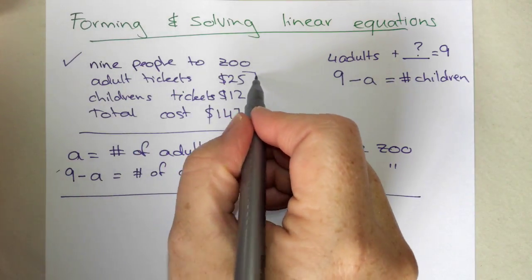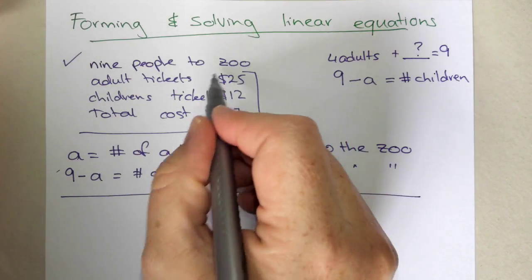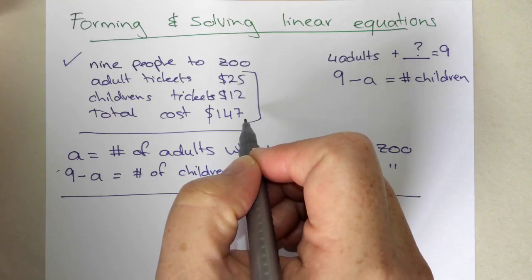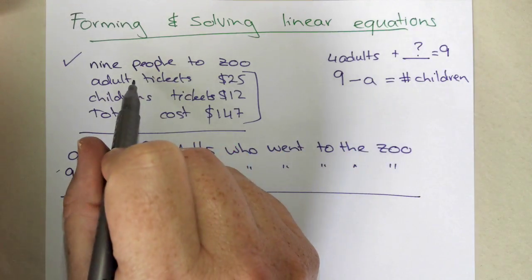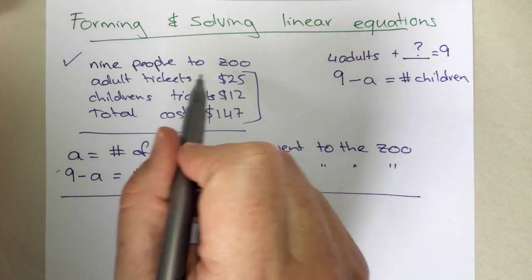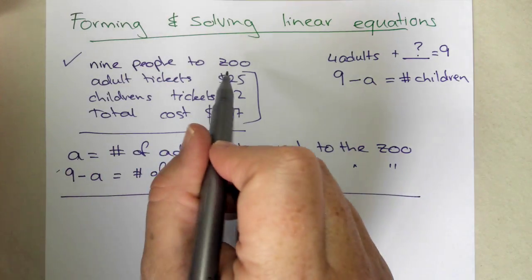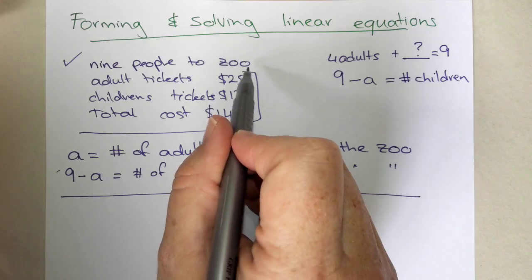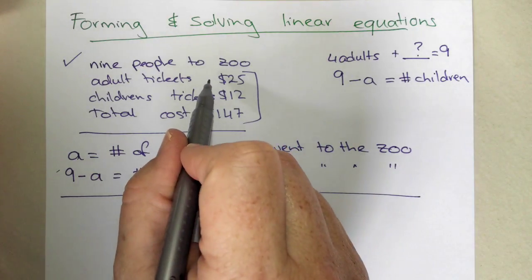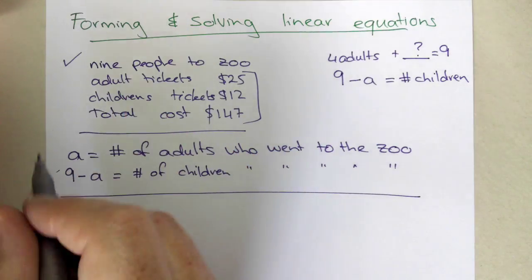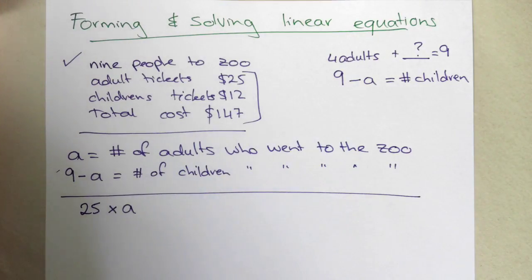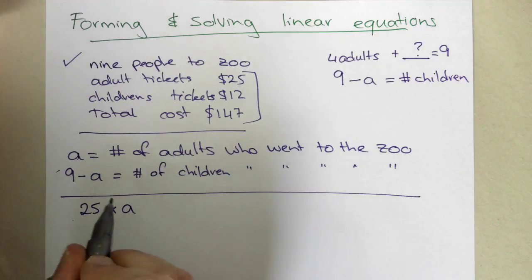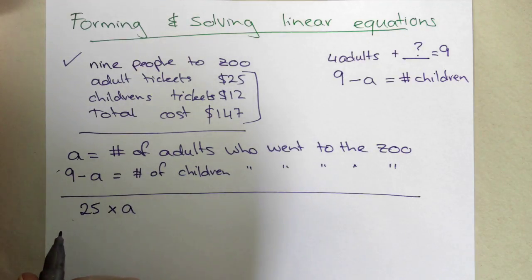So all this information here is all about the cost. So I need to put that all together into a single equation. So it tells me that it costs $25 for one adult to go to the zoo. So if there were 2 adults, then I'd be doing 2 times 25. If there were 3 adults, I'd be doing 3 times 25. So if we take the $25 and multiply that by the number of adults going, then that tells us how much all the adult tickets together are going to cost.